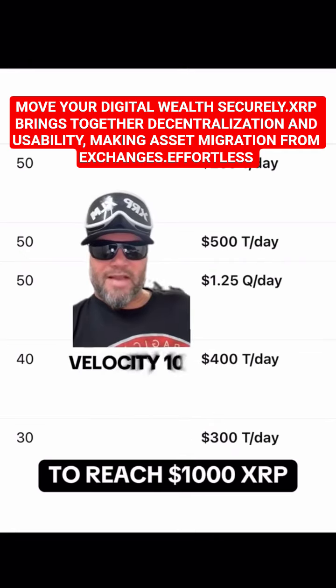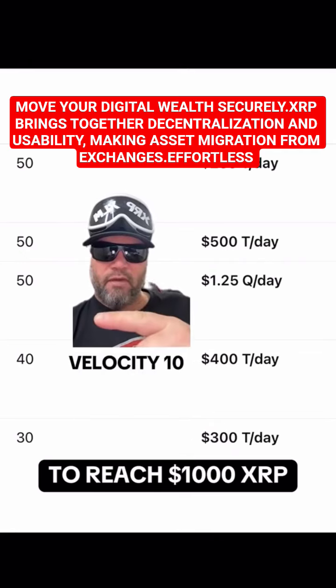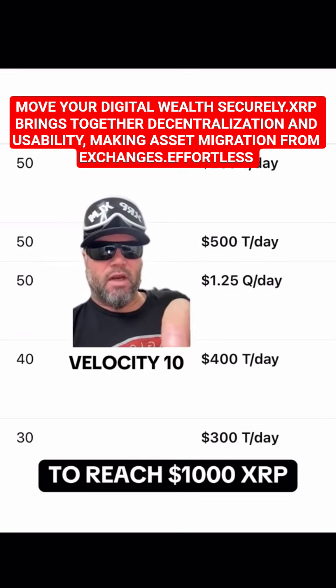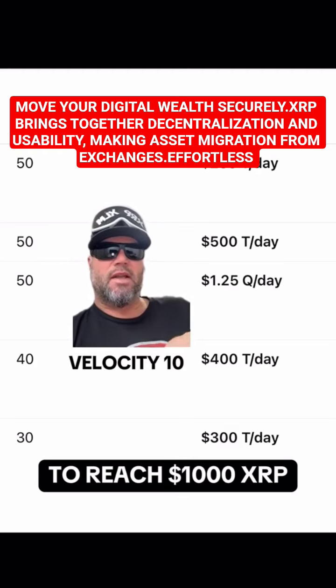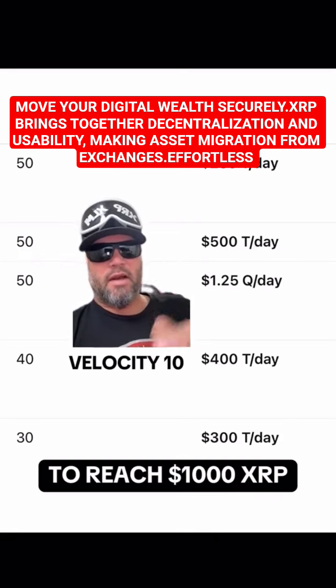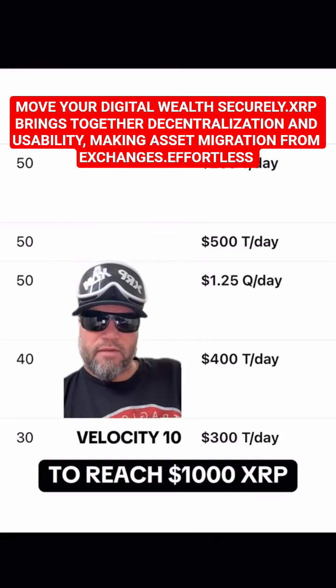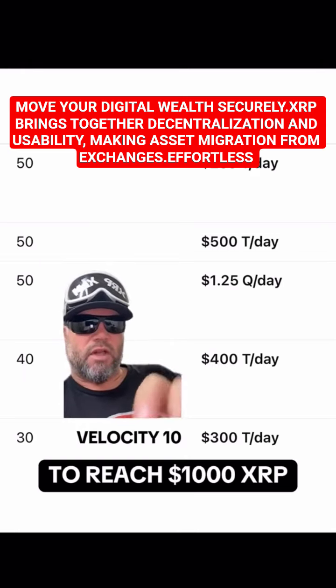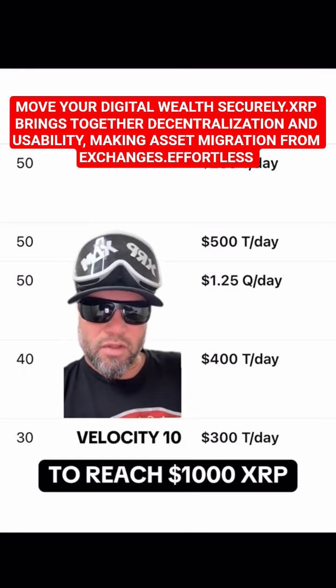Number 4, below my massive pectoral muscles, we have a velocity of 10, which is an average, and a circulating supply of 40 billion. We're going to need $400 trillion a day. So as you can see, the circulating supply has gotten a little bit less, so the price is going to go a little bit higher. And finally, with a velocity of 10, which is again about average, and a 30 billion XRP circulating supply, we're going to need about $300 trillion a day to reach $1,000 XRP.